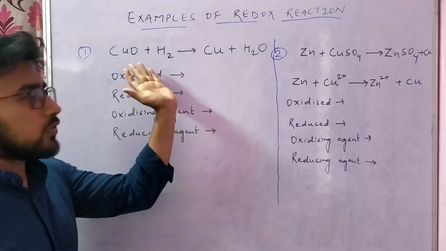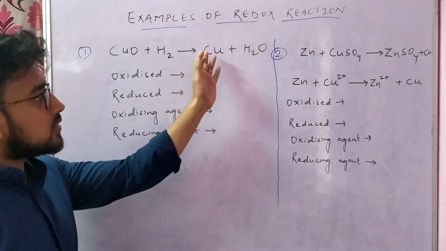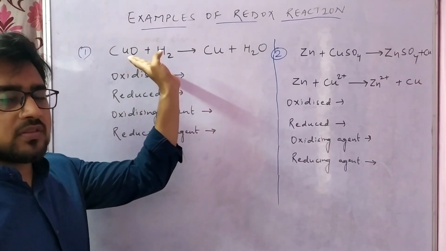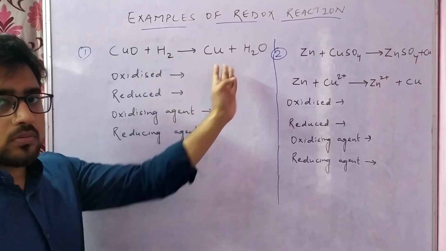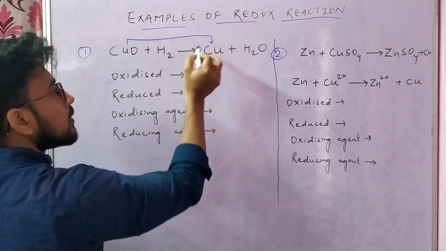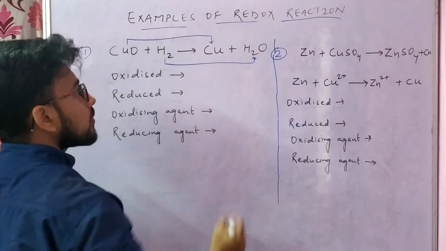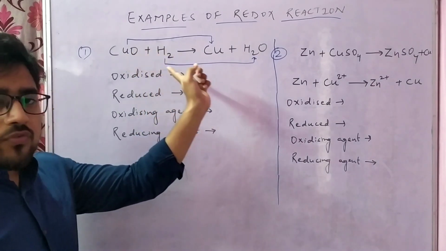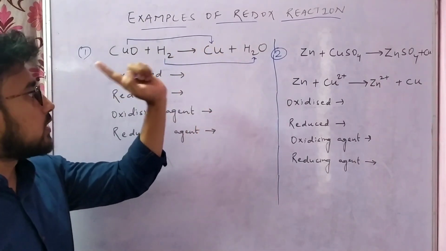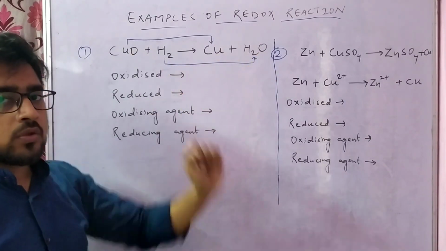So in the first example, as you can see here, copper oxide CuO plus H2 is giving Cu plus H2O. So what you can see is that copper oxide in the reactant is getting converted into copper, and hydrogen is getting converted into H2O. So what is happening here? There is loss of oxygen from copper oxide, CuO to Cu. There is loss of oxygen, and there is gain of oxygen in the hydrogen. Hydrogen is getting converted to H2O. So gain of hydrogen.